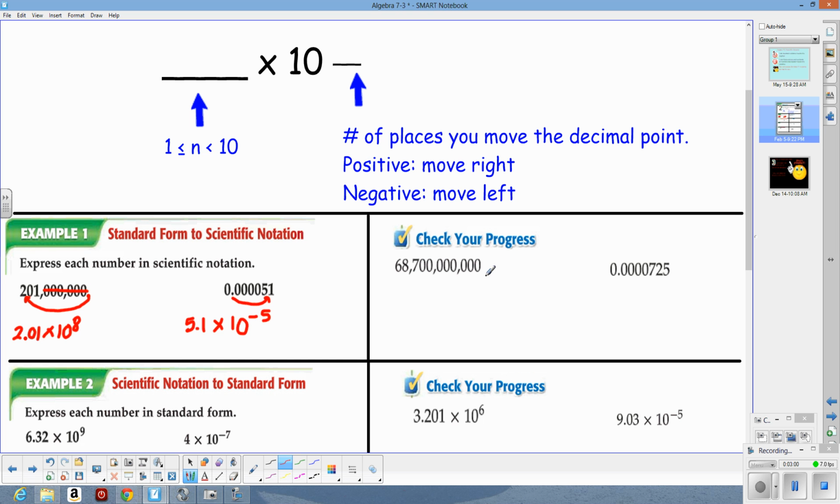You may want to pause the video and try the next two on your own. The decimal point right now is at the end. We're going to move it up between the 6 and the 8. 6.87 times 10 to the 3, 6, 9, 10th power, and it's going to be positive because this is a large number. Now this one, we're going to take the decimal point and move it between the 7 and the 2. So 7.25 times 10, and it's going to be a negative exponent because this is a little number. We moved it 1, 2, 3, 4, 5 places, so negative 5th power.